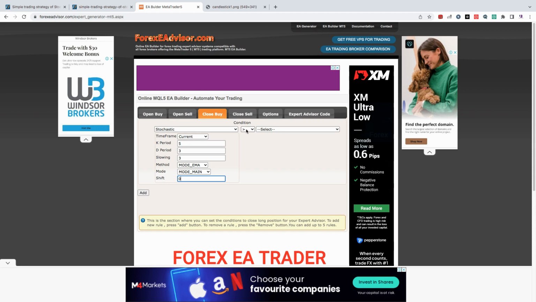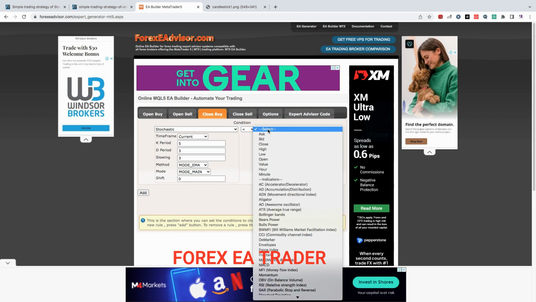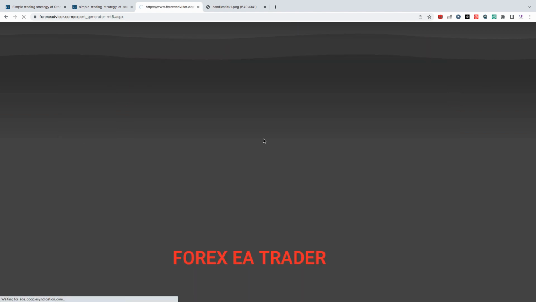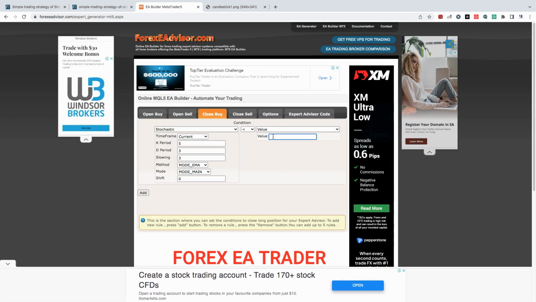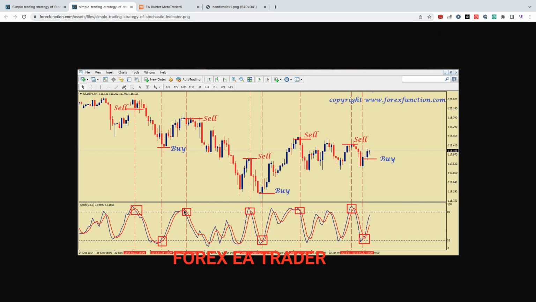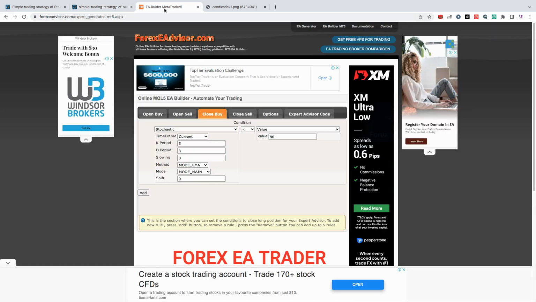0 and close buy, so that's that, and value, 80. Basically we are saying the moment this happens, we want to close any buy trades that would have opened. That's what we are saying. The moment this happens, we want to close any buys automatically. The moment this happens, we are closing any sales automatically. Any sales that are still open, we are closing them.